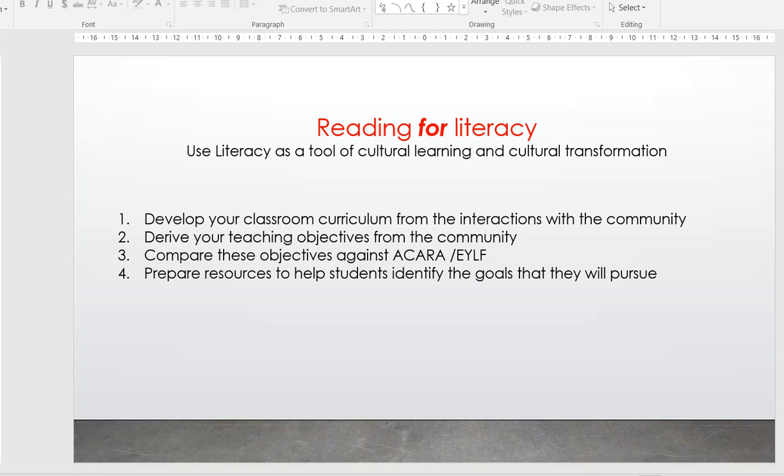So here I've written 4 points. So these 4 points, what are they? I'm just thinking of the simplest way in which I can communicate to you how to go about developing your plans for teaching reading or for assisting in literacy development. So let us go through this slide and the next slide quickly and see what it means.